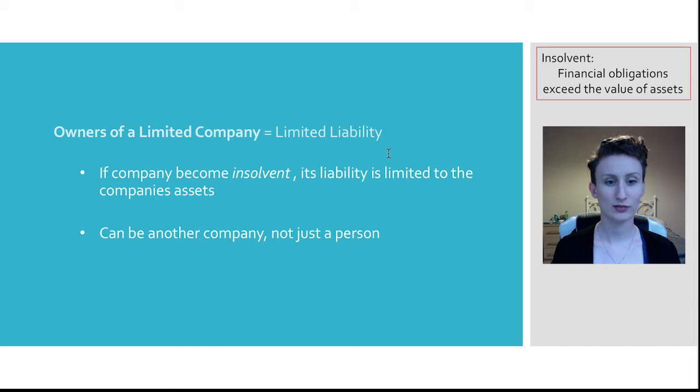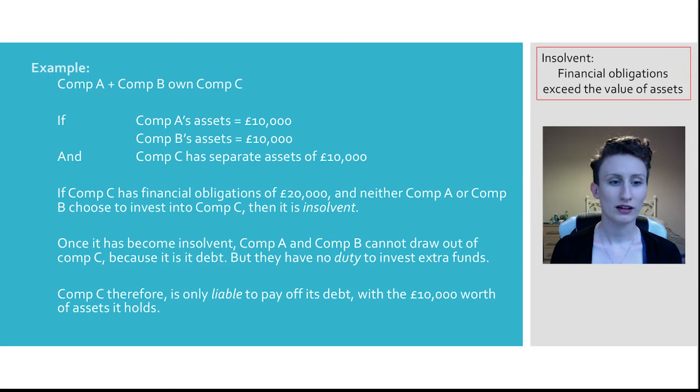So the owners of the company, as I explained, have limited liability. If a company is to become insolvent, which means that its financial obligations exceed the value of its assets, then its liability is limited to the company's assets that it holds. It can be another company that has part ownership of a company. It's not just a person that can hold shares. So, for example, there could be two companies that own a third.